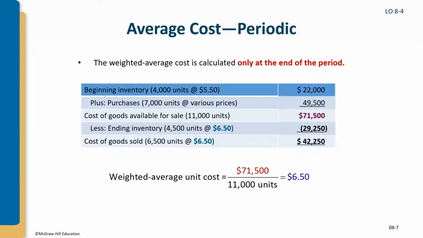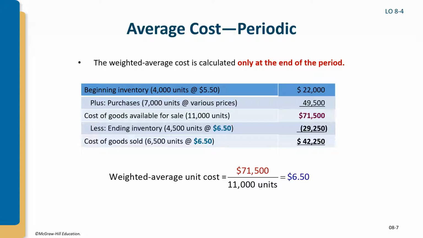So under the average cost method, we say, okay, well, how much did everything cost us? $71,500. How many units were in inventory that we could have sold? 11,000. And we divide the 11,000 units into the total cost of everything we could have sold. $6.50 per cup. So we averaged it and said, okay, we're just going to remove our inventory at an average cost, $6.50 each.